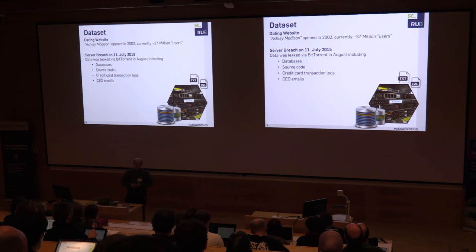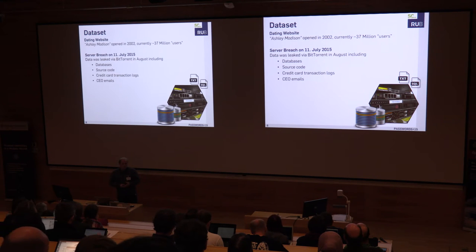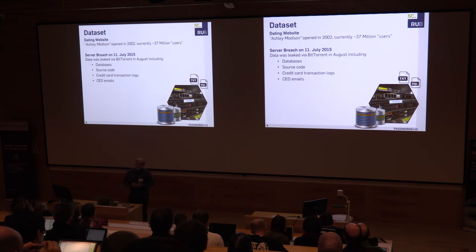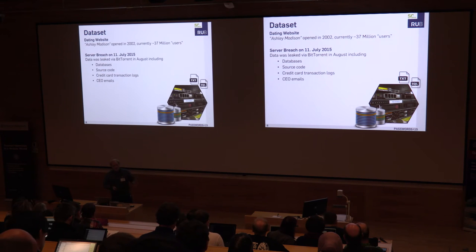So the data set we considered was from a dating website that opened in 2002 and had 37 million users. This number changed depending on the website you visit. For themselves, they state they have over 40 million users, so I really don't know exactly. They had a server breach in July, and the attackers leaked the data they obtained in this breach in August via BitTorrent, and it contained the databases, the source code of the website, credit card transaction logs, and even the inbox of the CEO. So pretty huge leak.